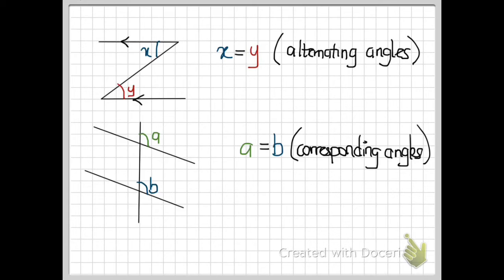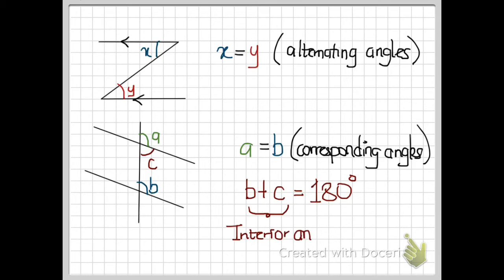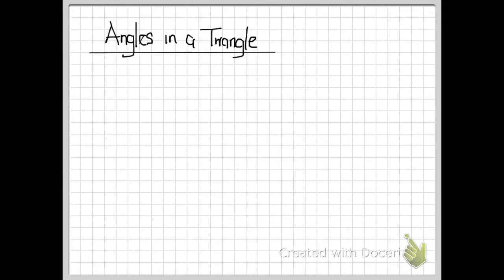If we had another angle here, we would say that B plus C would give us 180 degrees because they are both interior angles. So interior angles sum up to 180 degrees. The next aspect we'll look into is angles in a triangle. So angles in every triangle would sum up to 180 degrees.